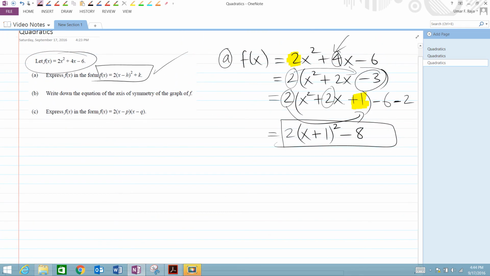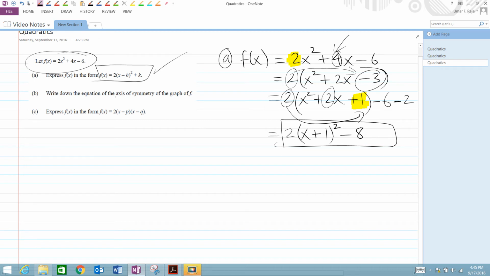So whenever you see something like this on the IB exam, where it says express f of x in a given form, or express a certain function in a given form, all they're saying is you're taking the original function that they gave you and just changing that to put that in the form that they want you to put that in. Alright guys, let's move on to the second part of the question.